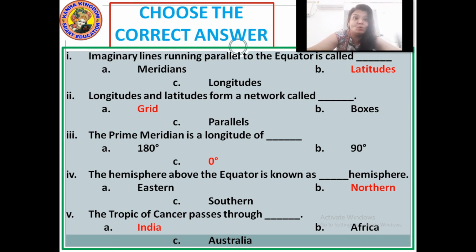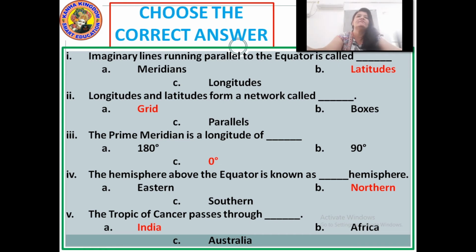Next, number 4: the hemisphere above the equator is known as dash. The equator divides the earth into two equal halves, two hemispheres. Above the equator is the northern hemisphere and below is the southern hemisphere. So which hemisphere is above the equator? Option A, eastern, option B, northern, or option C, southern? Our answer is option B, northern hemisphere.